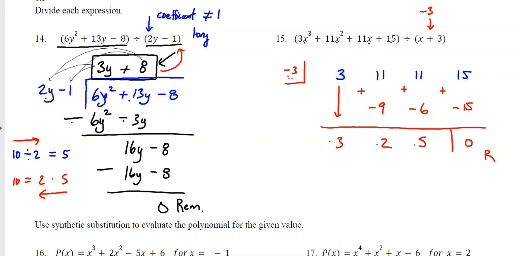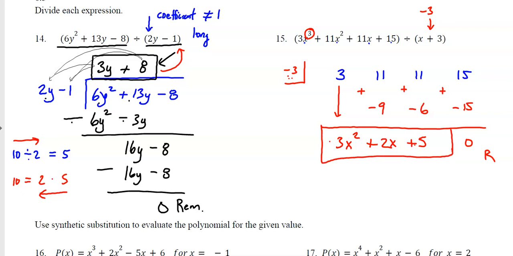And my answer is going to be, it always starts 1 less than what our original number was. So this was x to the third. So I know that my final answer is going to be 3x squared plus 2x plus 5. And there is the answer.